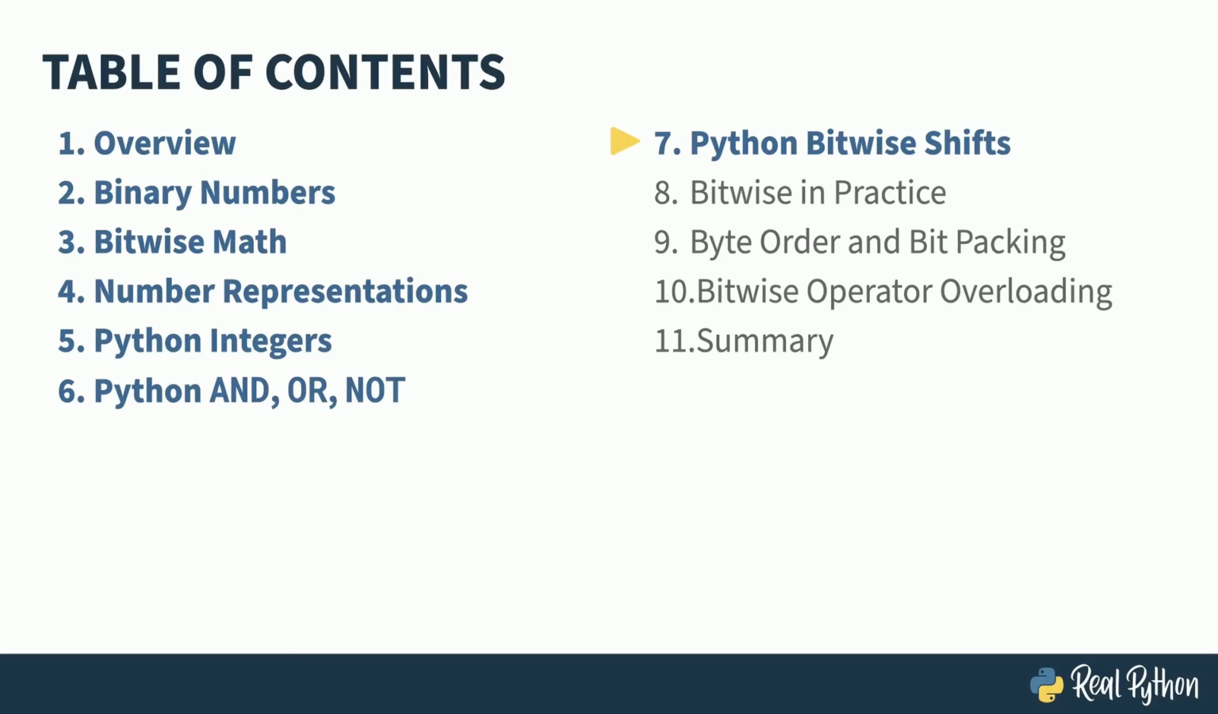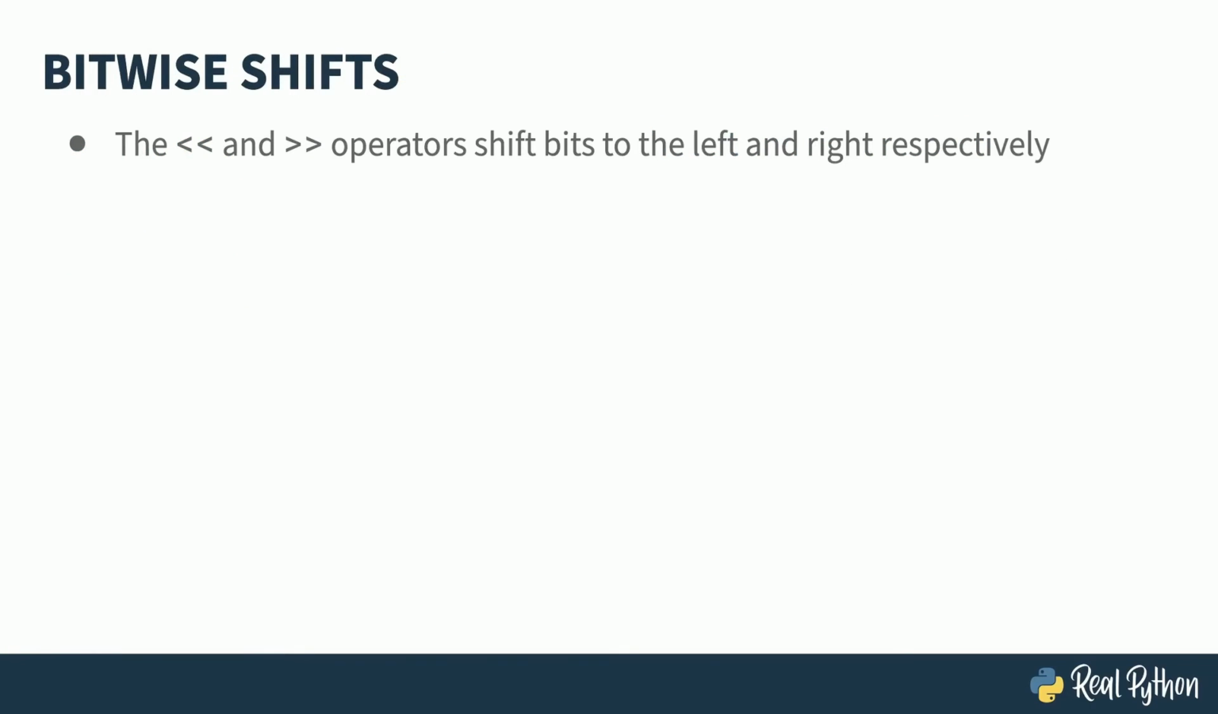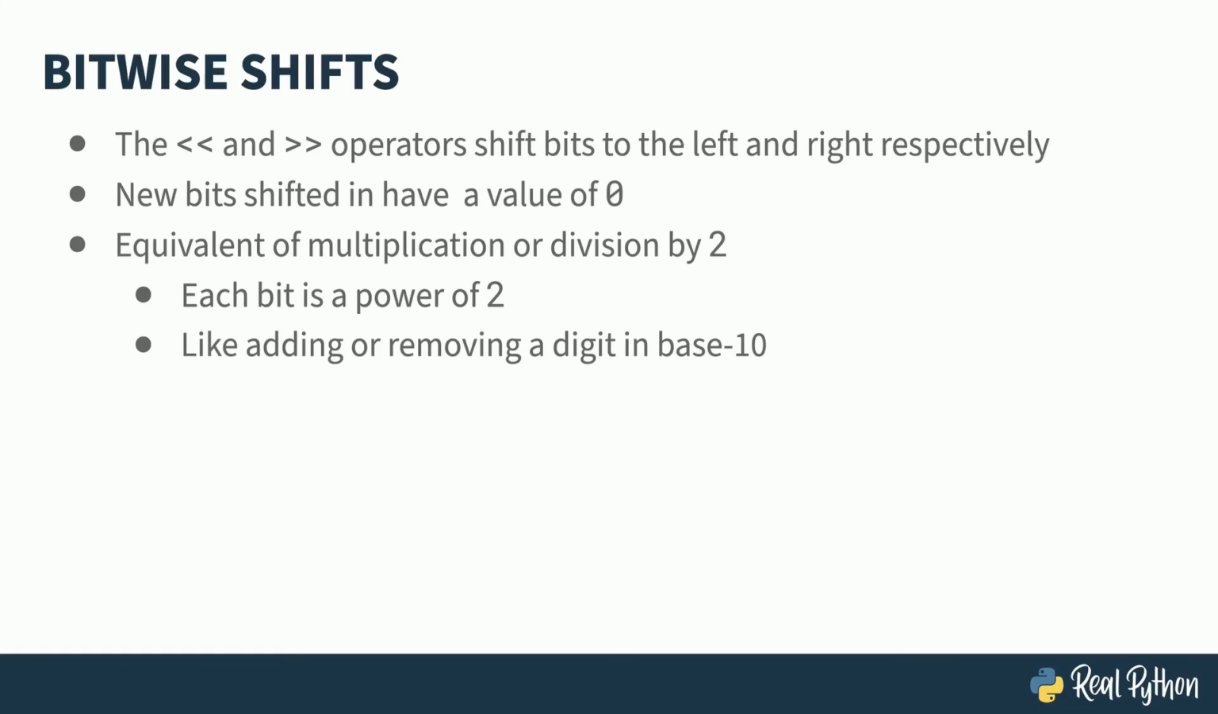In the previous lesson, I covered the bitwise operators and, or, and not. In this lesson, I'll show you how to use bitwise shifting. The left and right shift operators move the bits a number of positions to the left or right, respectively. New bits shifted in are of 0 value. Because each bit in a binary number is a power of 2, a bit shift is equivalent to a multiplication or division by 2. This is no different than multiplying by 10 in decimal. Shift the digits left and add a 0.